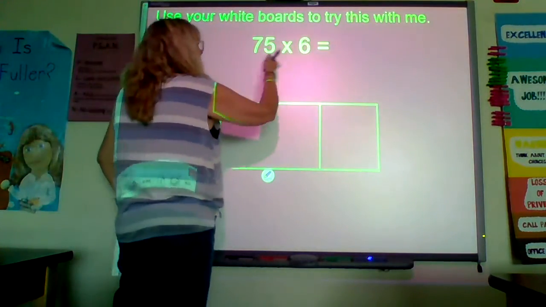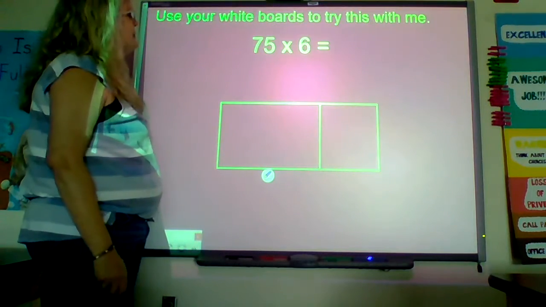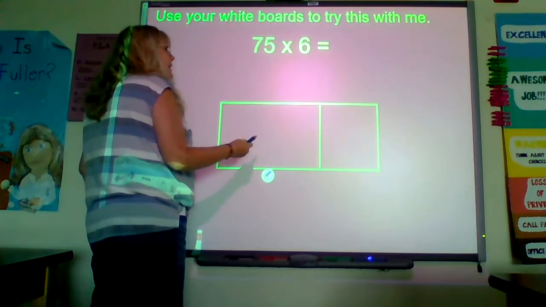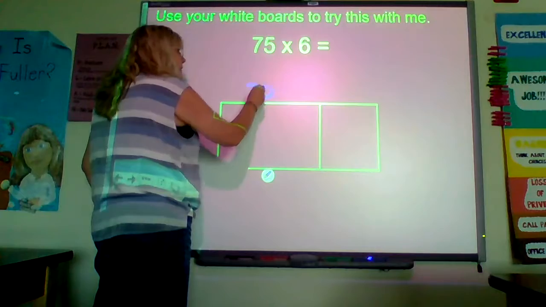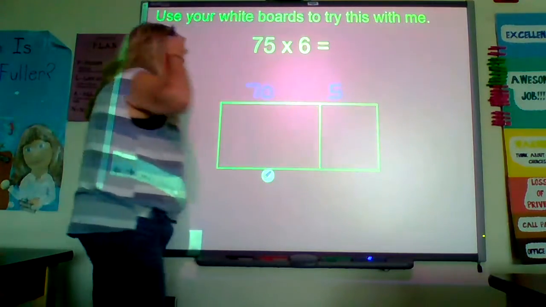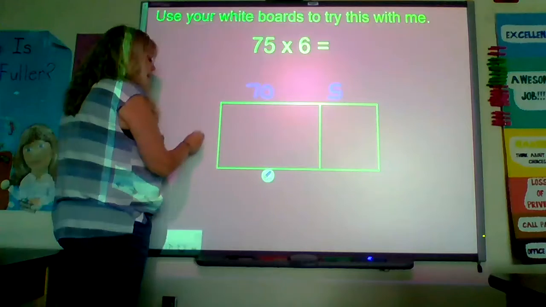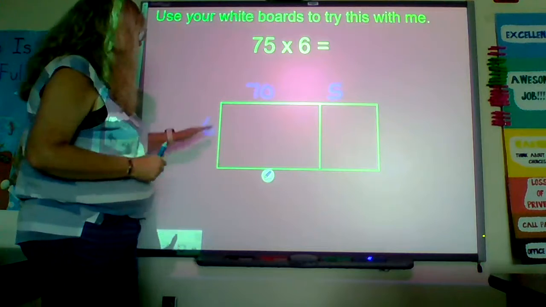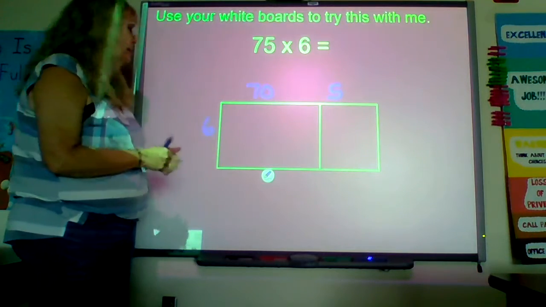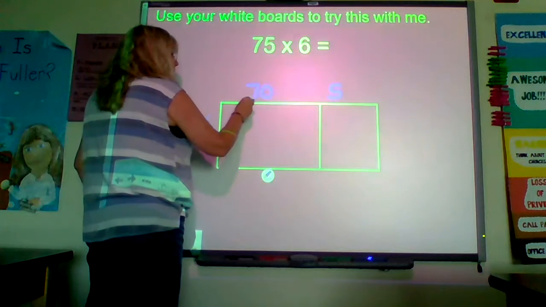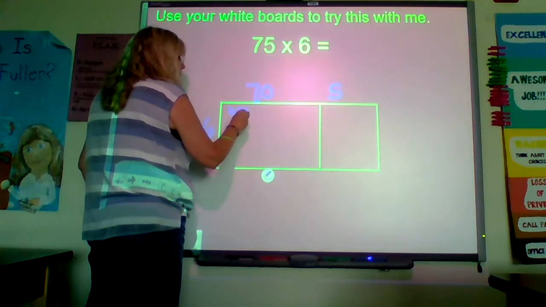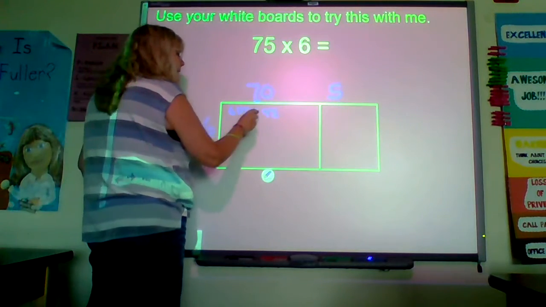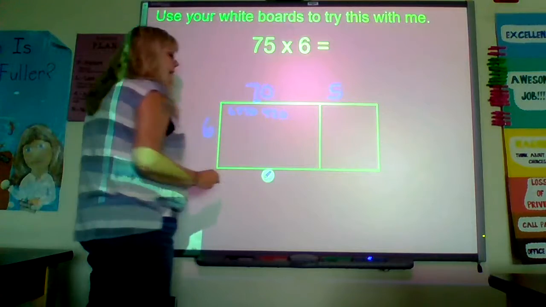So, first thing I'm going to do is look at my algorithm, and it is 75 times 6. Well, I want to break 75 down to 70 and 5. Okay? I want to bring 6 down here and put it horizontally, just like we talked about. Okay, so the first thing I'm going to do is multiply 6 times 70. Well, again, using simple factors, 6 times 7 is 42, right? But we're not multiplying by 7, we're multiplying by 70, so it is 420.